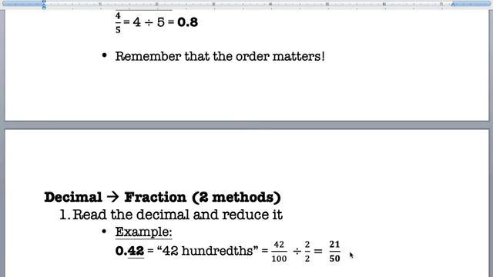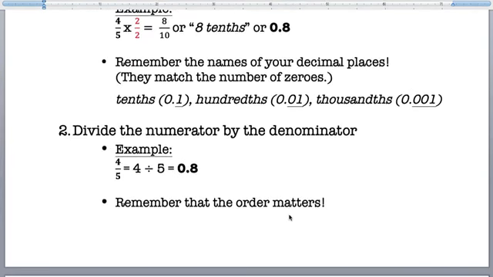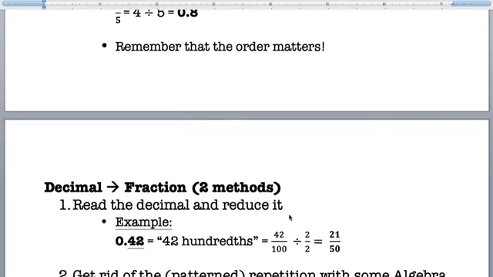So it's really just the reverse of this top method up here. You're just doing the opposite operations in reverse order. So it's very important for you to understand how to read that decimal and to reduce it.